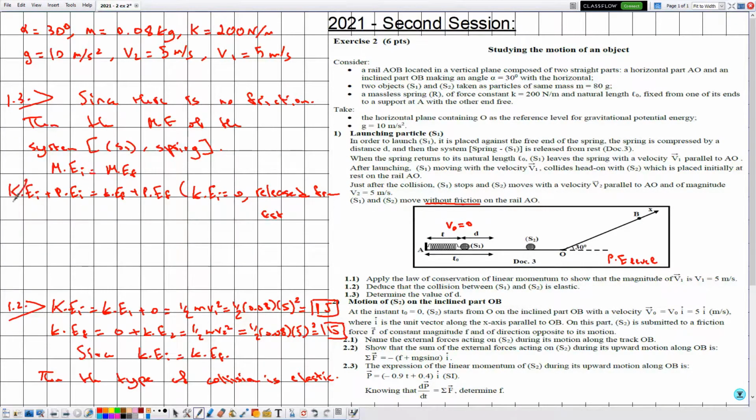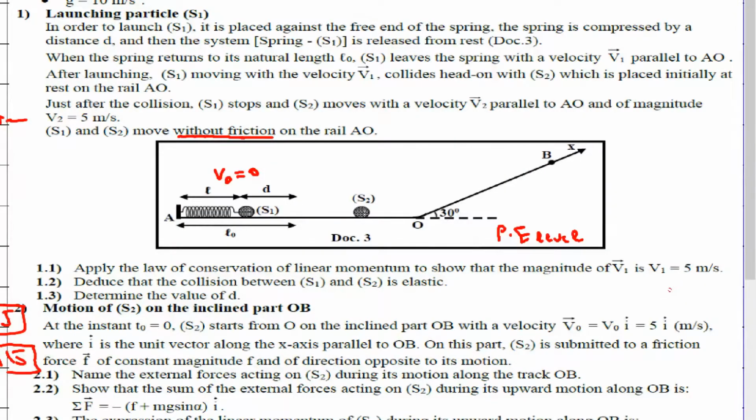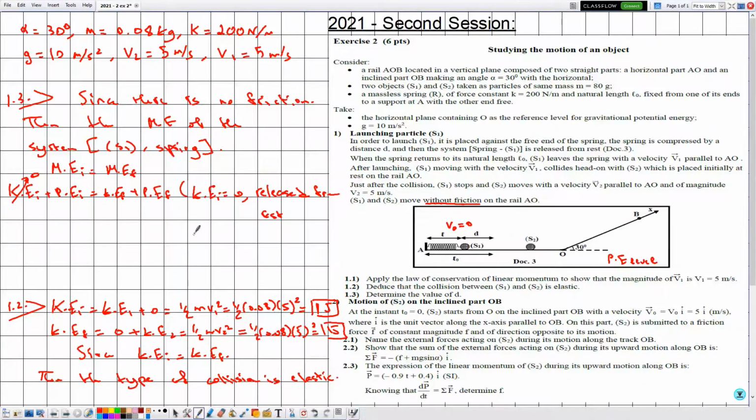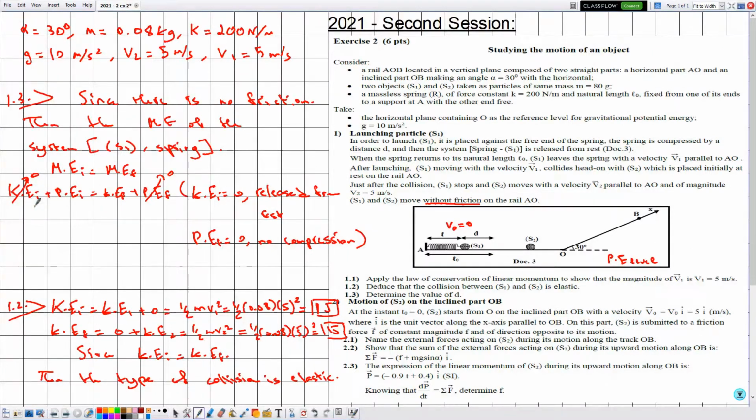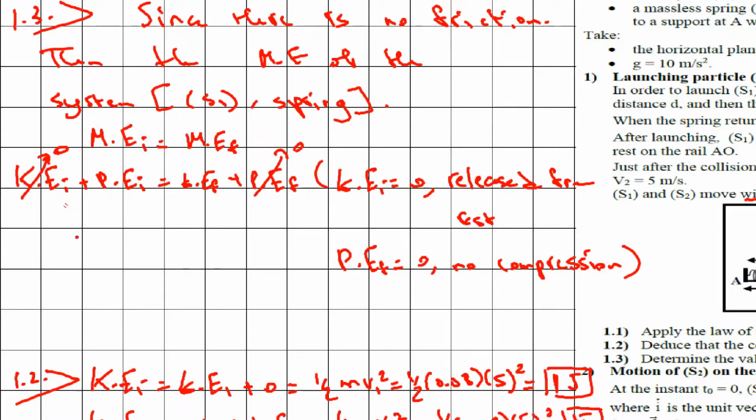And so this is 0. Now what about the potential energy final? When S1, when the spring elongates back to its free length, so it's not compressed anymore, in this case the potential energy final would be 0, so no compression. So this is 0, and this reflects the fact that all of the potential energy of the spring is being converted into kinetic energy.